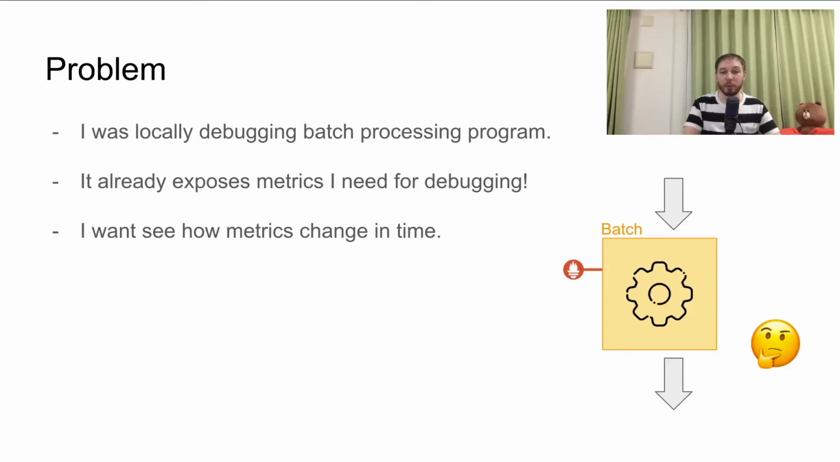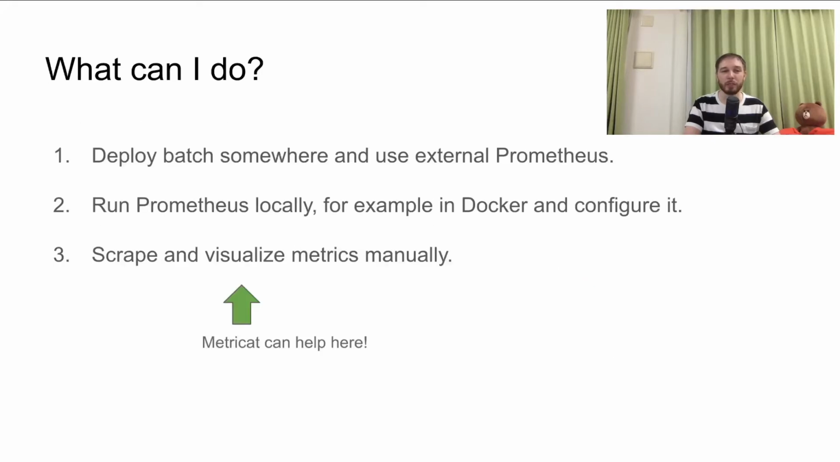Luckily for me, I already had these metrics that I needed for debugging exposed as a Prometheus exporter. But how can I look at them in local environment? I came up with three approaches.